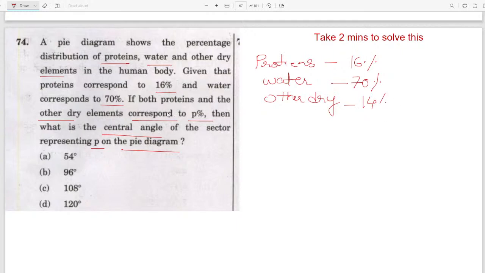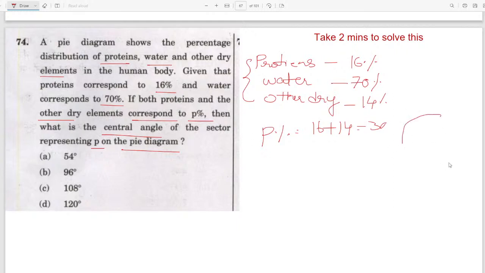So now they are saying that if both the proteins and other dry elements correspond to P%, so proteins and other dry elements, this is P%, this is 16 plus 14. It is equal to 30. So P is nothing but 30%. So it corresponds to 30%. So then what is the central angle of the sector representing P on the pie diagram?